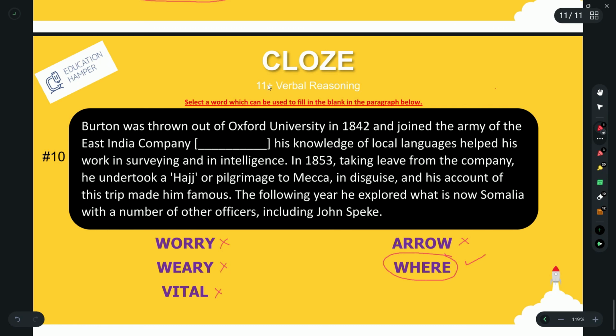Cloze is a really important part of the 11 plus. It not only helps you contextually understand the sentences, it improves your vocabulary, your reading skills and your ability to improve your comprehension. So really work on these Cloze examples.